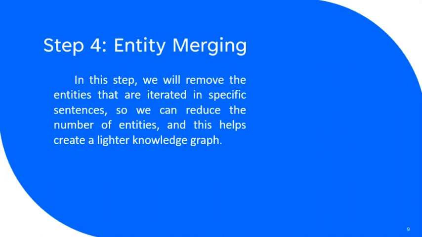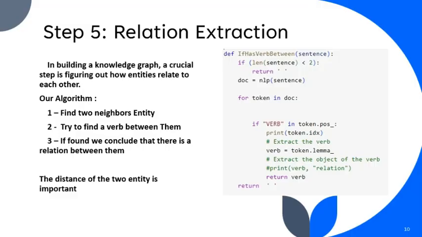The entity merging is the fourth step. It means that we remove the same entities, or remove the unknown entities, or those not related to our dataset. I mean, not related to biomedical informatics, so we remove them and merge the same entities, and it's ready for the next step.